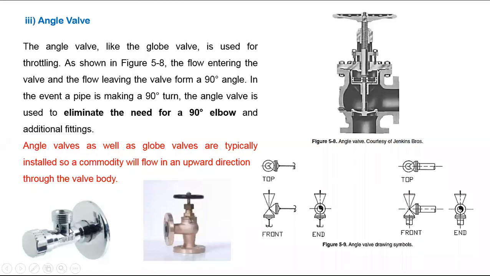Here it is mounted on the wall. So flow is coming horizontally and going upwards like this. 90 degrees. It is the operating wheel. You have to operate this.